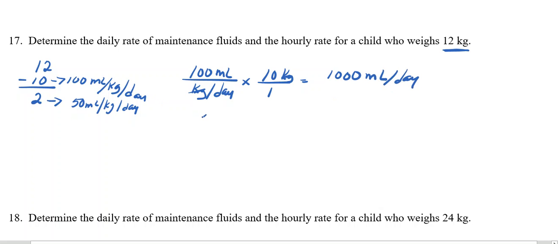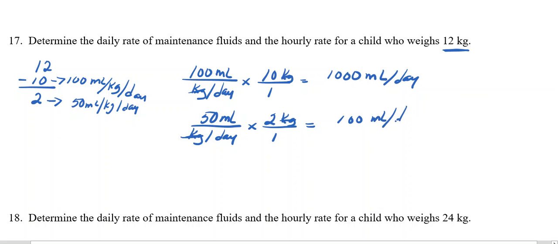And then for the next set of 10, which is 50 milliliters per kilogram per day, she only weighs 2 kilograms of that second 10. So my kilograms cancel, and I'm only worried about that 2 kilograms. 2 times 50 is 100 milliliters per day. That takes care of all her weight. I add these together, and we're always adding these together, and that gives us 1,100 milliliters per day of fluid that this child can receive.